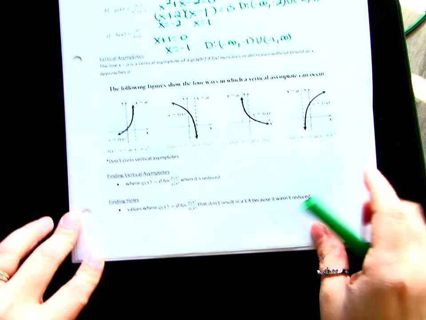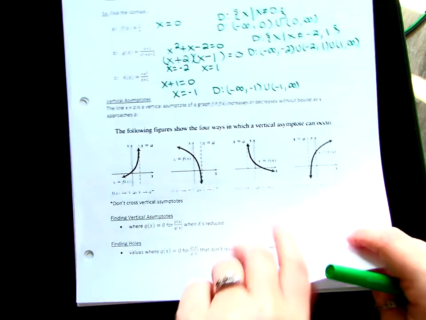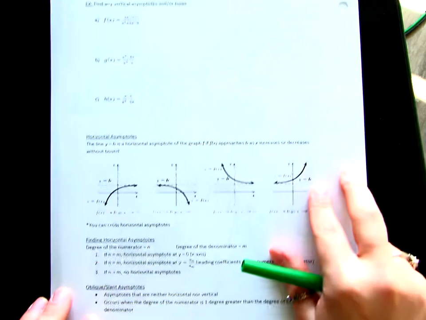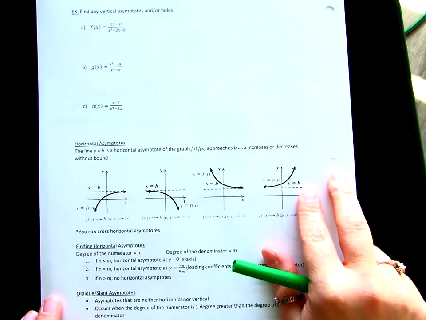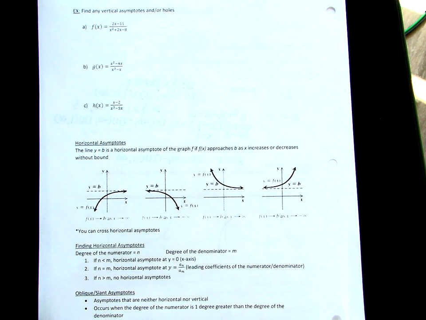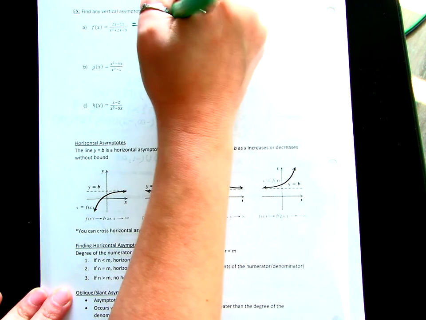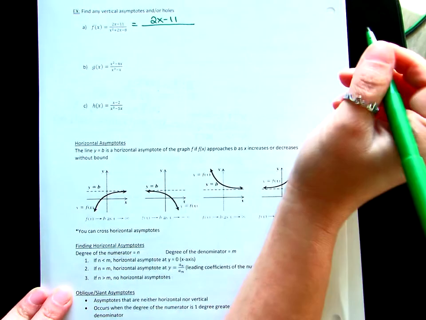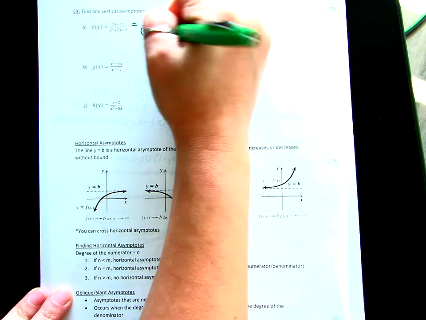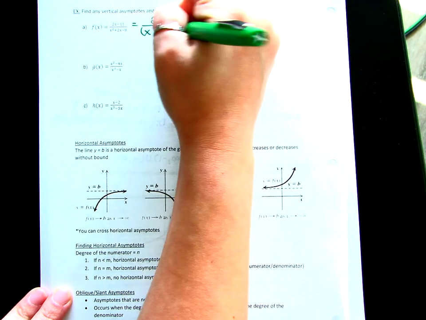So trouble spots, it's where your denominator equals 0. So let's look at it. We're going to do 3 of them so that we can find some vertical asymptotes and some holes. The way we find our vertical asymptotes or our holes is we look at our denominator, and we're going to have to figure out those trouble spots. So for this first one, I have 2x minus 11 all over x squared plus 2x minus 8. So I have a quadratic in the bottom, so I'm going to try and factor it.